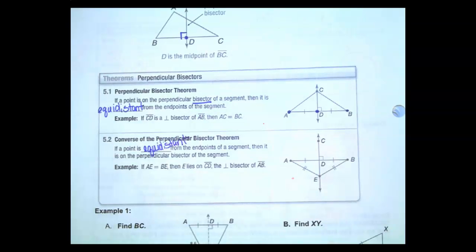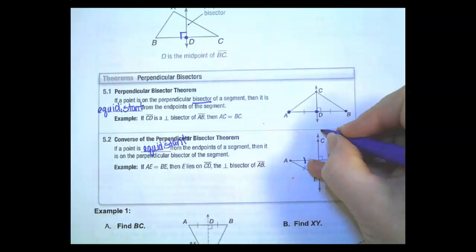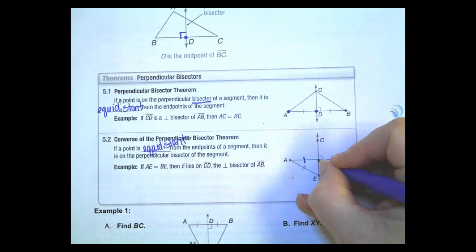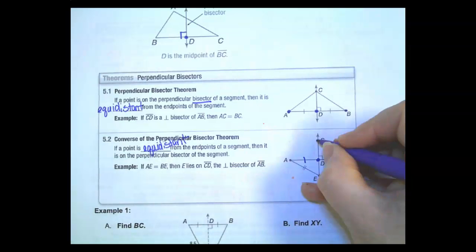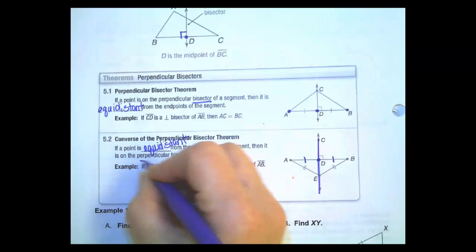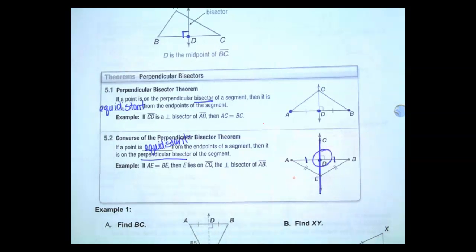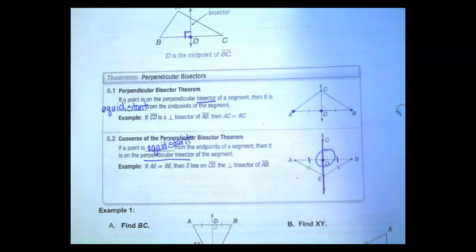Okay. The converse of that: if a point is equidistant from the endpoints of a segment, then it is on the perpendicular bisector. So if these two are perpendicular and you have something here that's bisecting, then this line would be the bisector. And you're always looking, when you're thinking of those perpendicular bisectors, for this guy. That's what you're looking for. All right, so let's go down here. Let's try some of these.